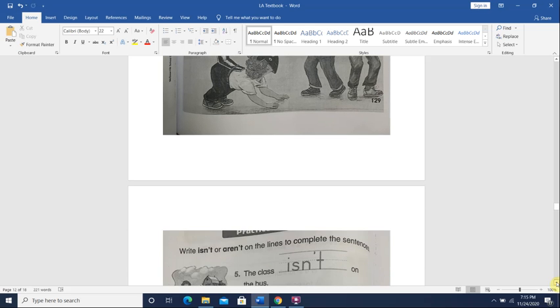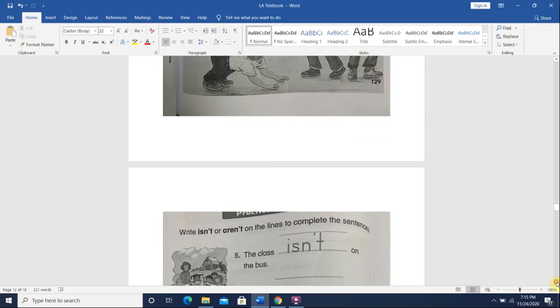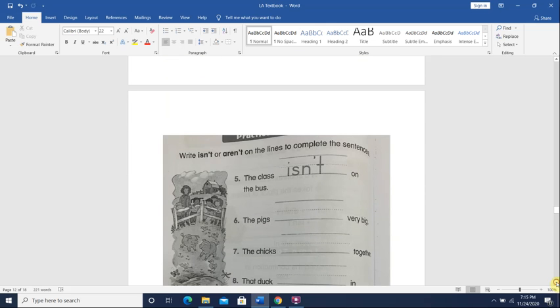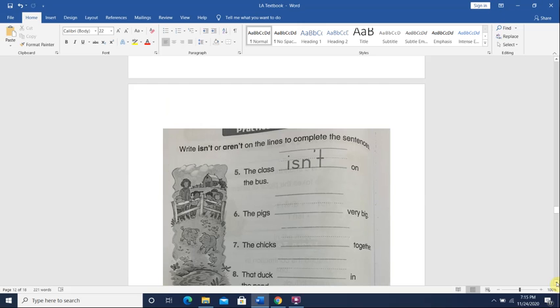Okay, next on page 130, number 5 is answered for us. But we have to try to answer by ourselves first. It says here, you write isn't or aren't on the line to complete the sentence. Remember, we use isn't if the sentence is about one person, place, or thing, and aren't if the sentence is about more than one person, place, or thing. Okay, number 5, the class isn't on the bus.